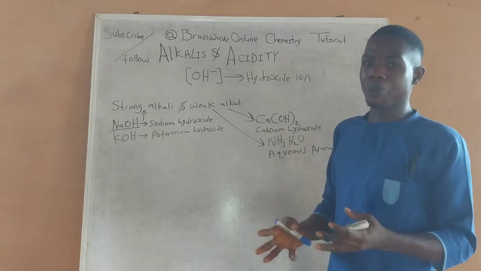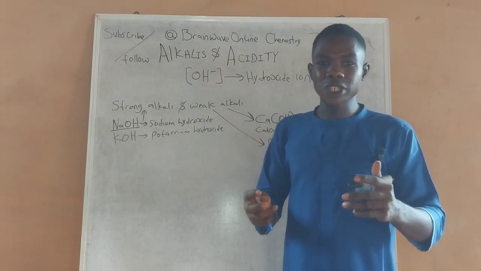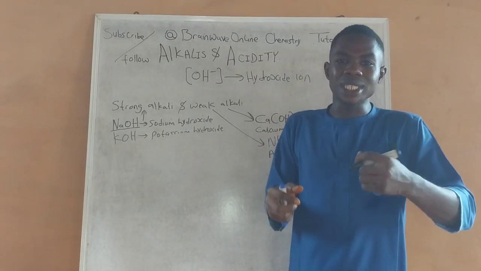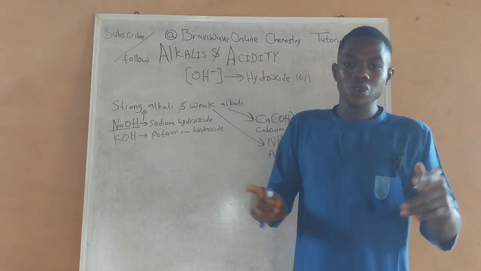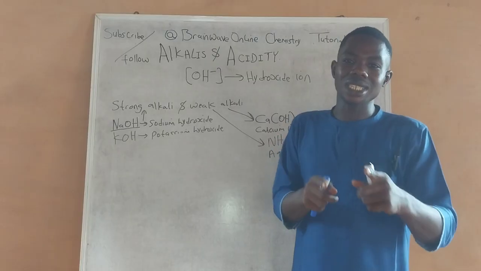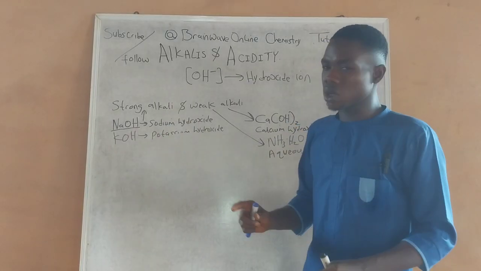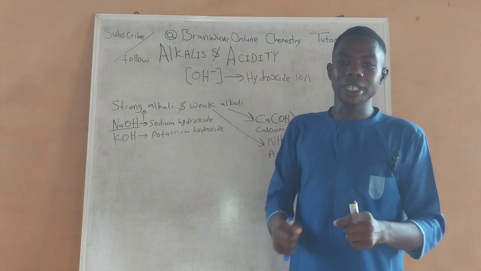Now let's talk about some of the properties of alkaline. One of the major properties of alkaline is that it has a bitter taste, unlike acid that has a sour taste. Don't mix the two of them up. Acid has sour taste while alkaline has bitter taste. Please take note of this.